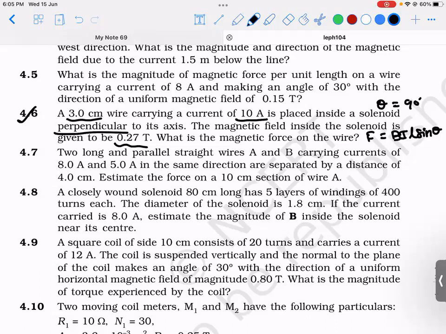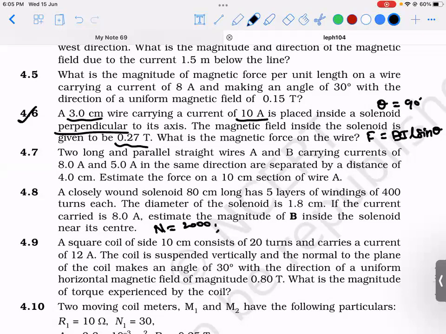20,000, right? I don't know the value. L is 80 into 10 power minus 2 meter. Okay, I is 8 ampere. Your answer into 10 to the power of how much, sir? 80 into 10 power minus 2. Mu naught is 4 pi into 10 power minus 7.